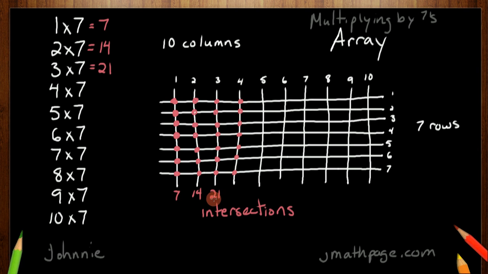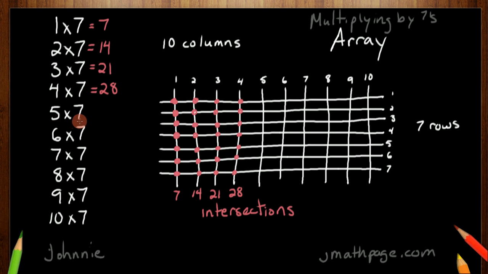Now I know I had 21 before. I have to add these on. So 21, 22, 23, 24, 25, 26, 27, 28. So I know that 4 columns and 7 rows, or 4 times 7, gives us 28 intersections.